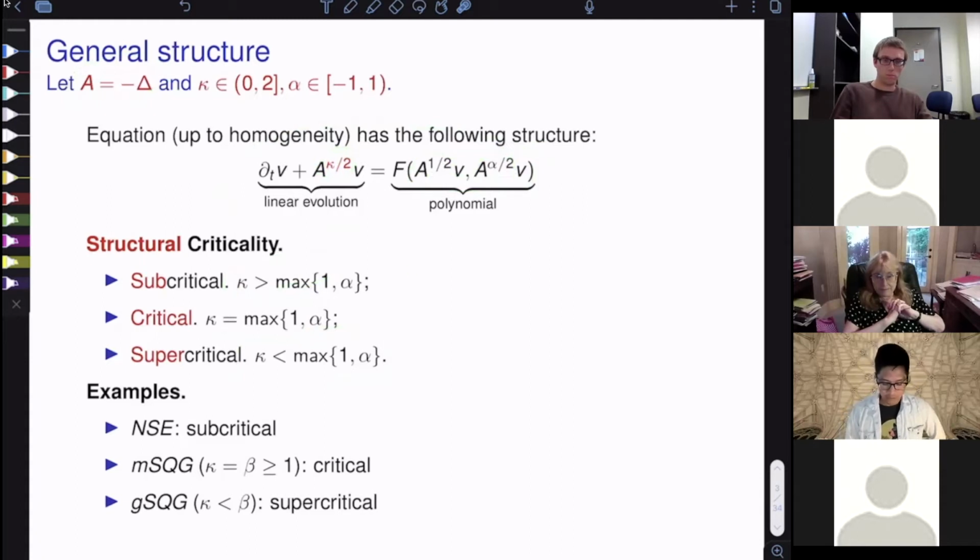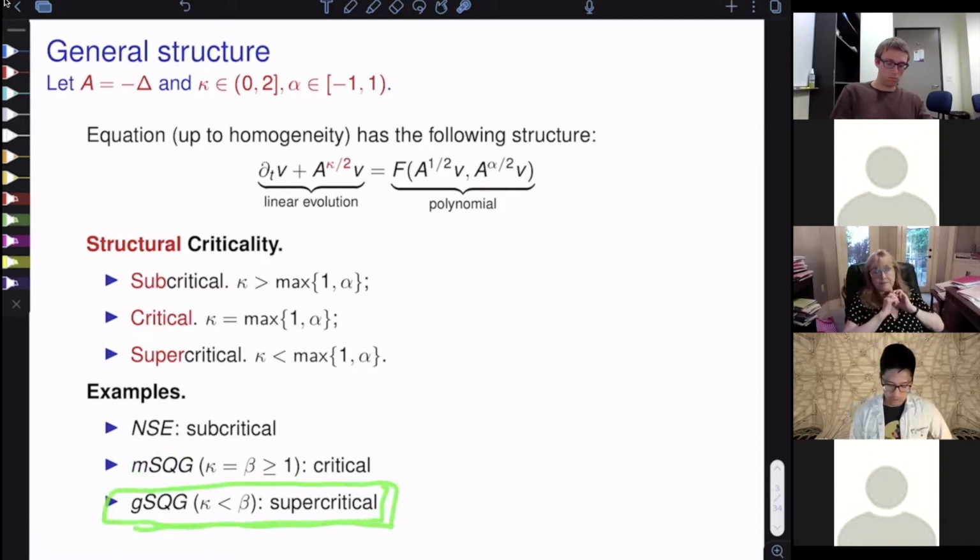Okay, so from this point of view, the Navier-Stokes is structurally subcritical. What I'll call the modified SQG equations, when kappa is equal to beta and beta is greater than or equal to 1, is critical. So that's indeed the generalization of the critically dissipative SQG equation. And then what I'll refer to as the supercritical GSQG equation is when kappa is less than beta, when beta is greater than or equal to 1.